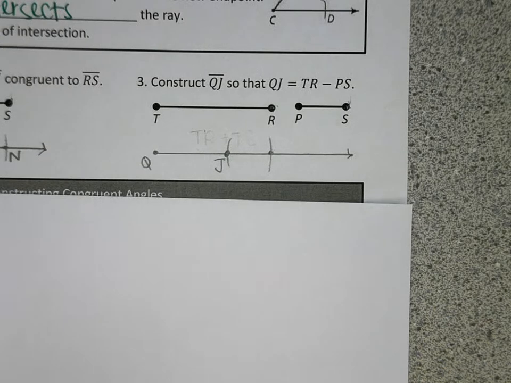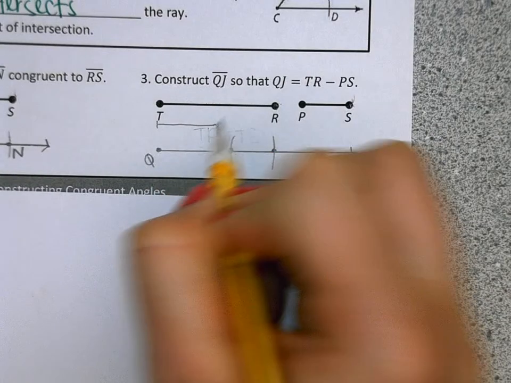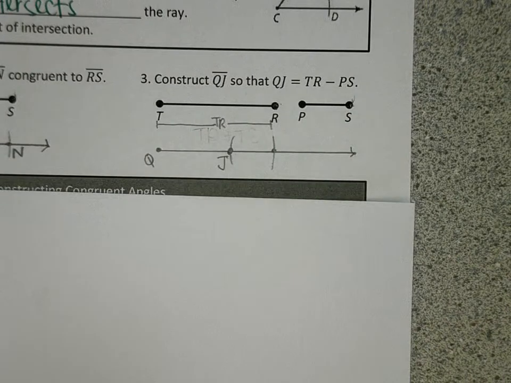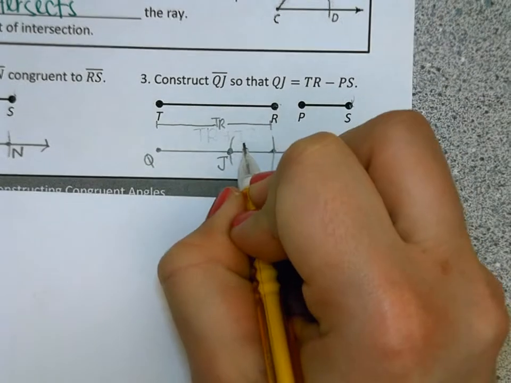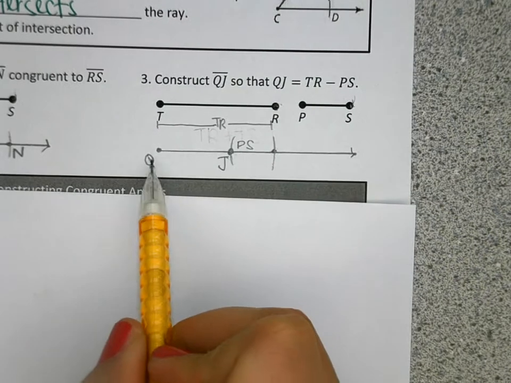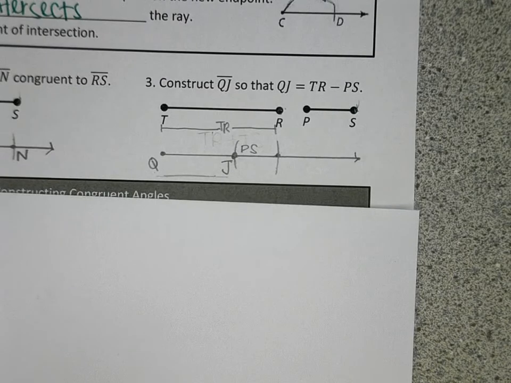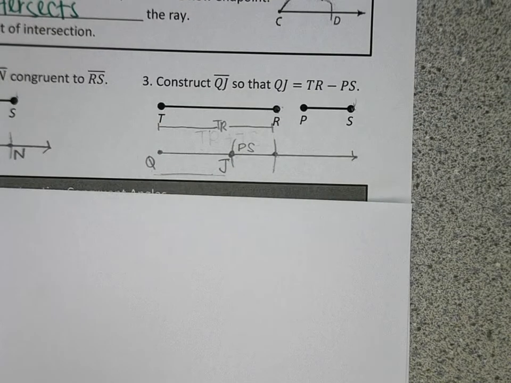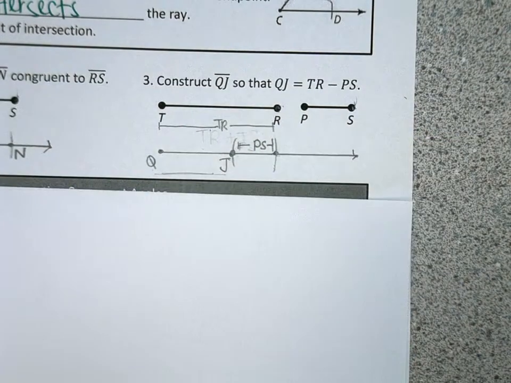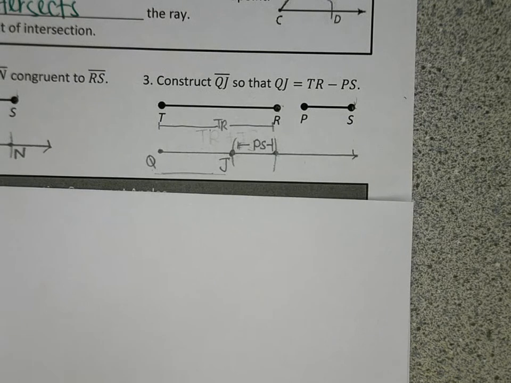So just to reiterate what we did, this big long one is TR, right? And this little space in between is PS. So I subtracted them, and QJ is this segment right here. Okay, not too bad. To add them, I would just line them up next to each other like that. But to subtract them, we have to go the opposite way. So this is the length of PS. Okay, segments, feeling okay?